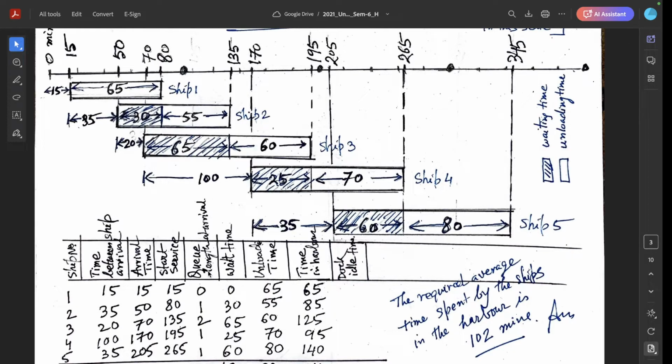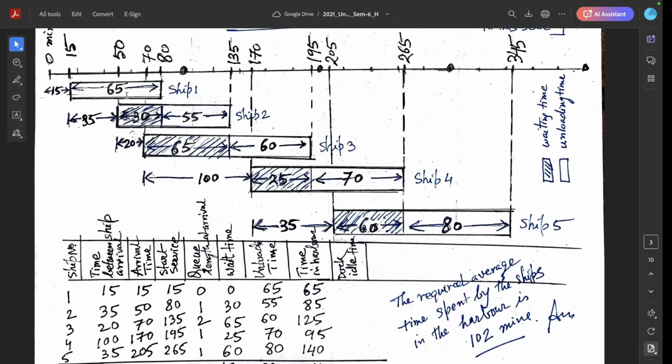Next is the queue length at arrival of the ships. For the first ship, there is no queue. When ship 2 enters the harbor, there is only one ship, so for ship 2 there is one in the queue. When ship 3 enters the harbor, there are two previous ships, ship 1 and ship 2, so the queue length is 2. Ship 4 queue length is 1, and ship 5 queue length is 1 also.